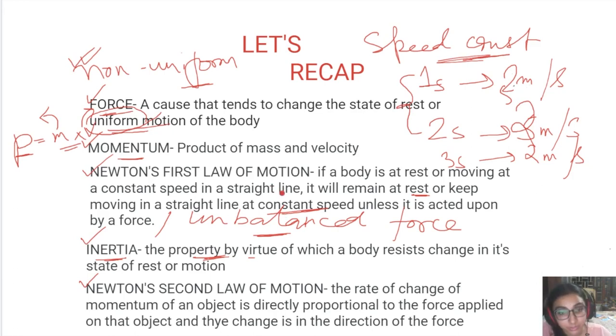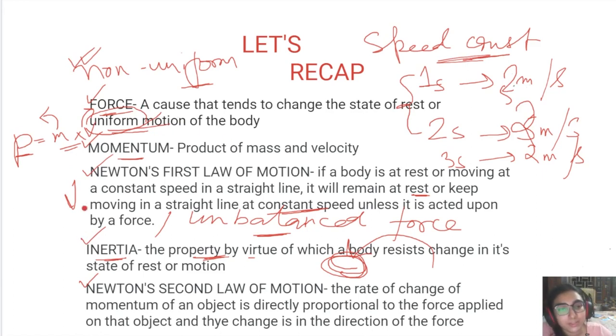External is important because internal does not count, right? Whenever an external force acts on you, that will lead to the change of a state of rest or motion of the body. So the property by virtue of which a body resists change in a state of motion, matlab if a person is sitting, unless the person is asked to, or rather pushed to, like please get up, the person will not get up. Why? Because he has an inertia of rest.